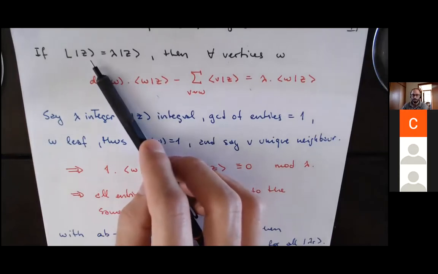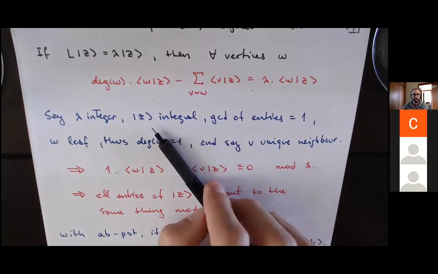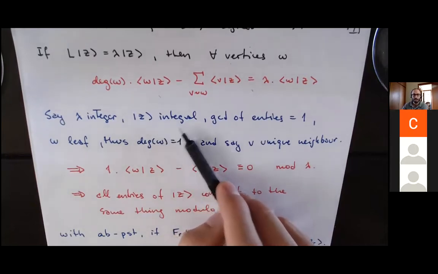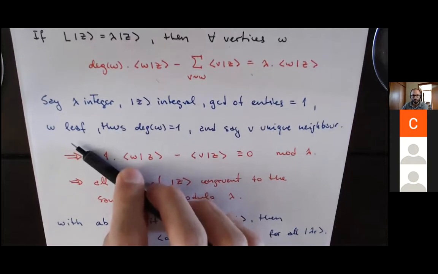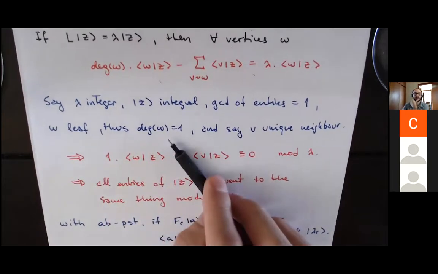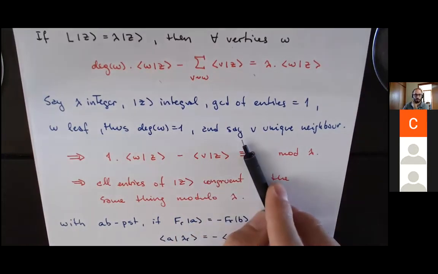Okay, you simply do your row reduction, you're going to find something which is rational, and you scale up in general. All right. So you have an eigenvector which is integral, and simply assume it's being scaled so that the GCD of the entries is equal to 1. Always possible. Now, assume W is a leaf of your tree, and thus its degree is equal to 1, and say V is the unique neighbor of W.